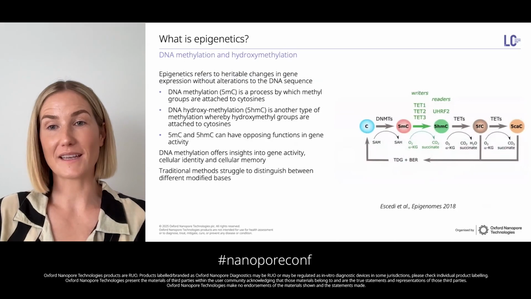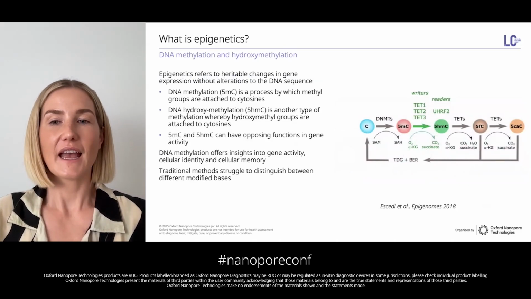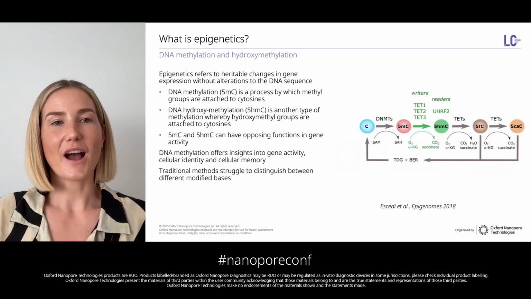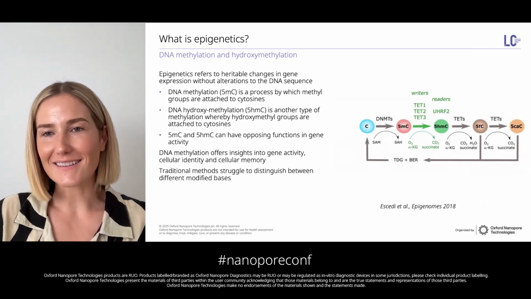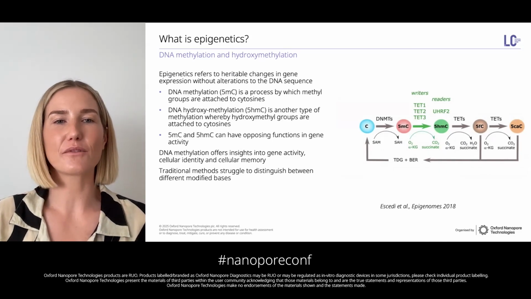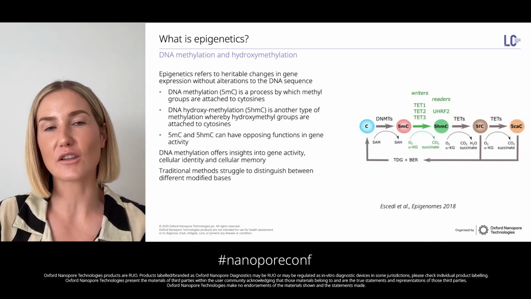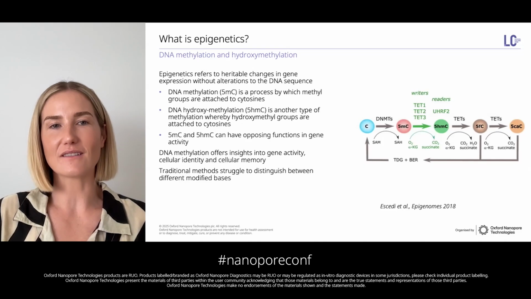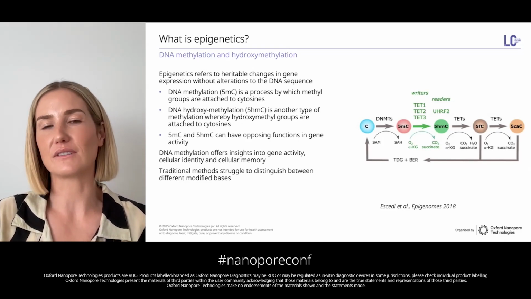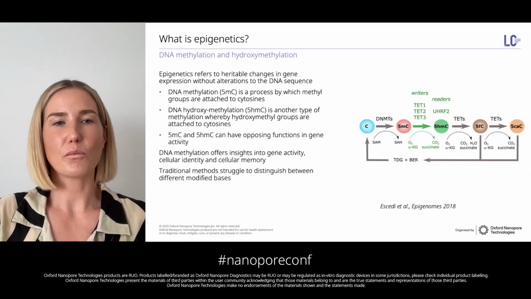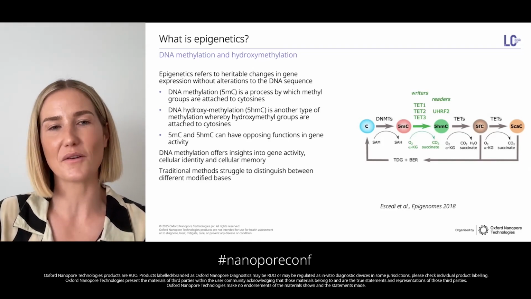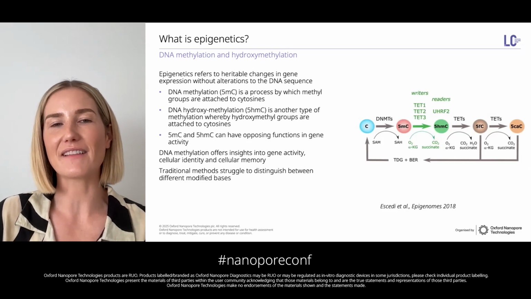There are lots of different ways we can study and characterize these cells, and one of the tools that we use is looking at the epigenome. I always like to define epigenetics because it does mean different things to different people. Broadly, epigenetics refers to heritable changes in gene expression without alterations in a DNA sequence. This is heritability referring to cell division. There are lots of different types of epigenetic modifications, and the one that we study and that I'm going to talk about today is DNA methylation.